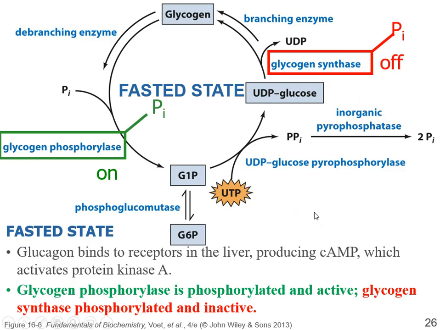So what we have to remember is in the fasted state, we have cyclic AMP. And cyclic AMP activates protein kinase A. And protein kinase A phosphorylates things. So we're going to see a lot of phosphorylated enzymes. And then we should think, what enzymes am I going to want to have on in the fasted state? And what enzymes am I going to want to have off? So it makes sense for glycogen phosphorylase to be on and glycogen synthase to be off.